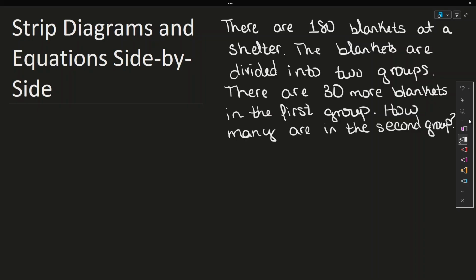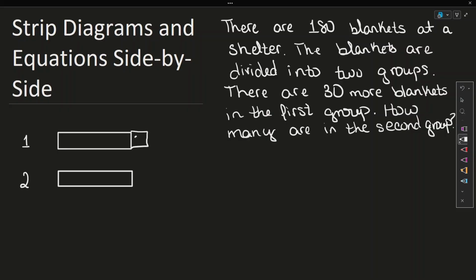Our strip diagram has group 1 and group 2. Group 2 has 1 large rectangle. Group 1, on the other hand, has 1 matching large rectangle of the same size, but it also has 30 extras, so it's going to have this additional piece added for the 30 extra blankets that group 1 has. Together, the full diagram represents the 180.